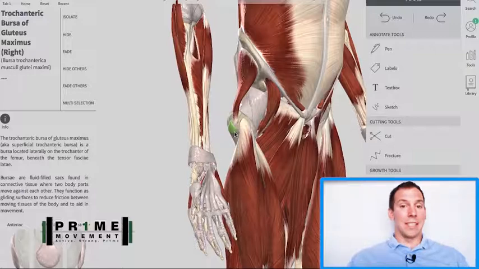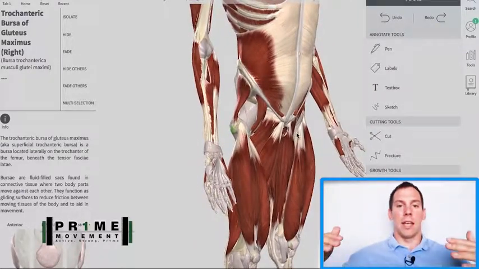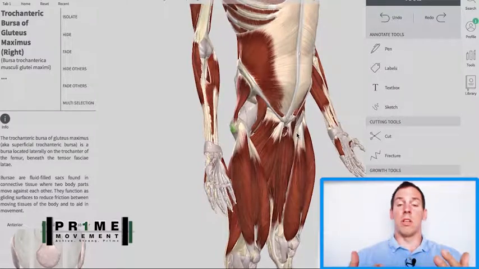The bursa is a fluid-filled sac that helps to mitigate abrasion between muscles or connective tissue and bones. So that bursa really just acts as an attenuator and a friction-free surface between two interfacing tissues.